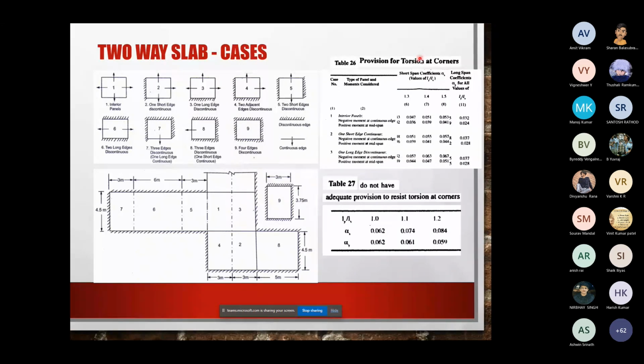This is also something that I had shown when drawing the detailing for the one-way slab. In case you remember, when I was drawing the one-way slab detailing, I told you at the corners you give a mesh of top and bottom reinforcement in 2 directions. Do you remember that drawing? Yes, sir. So that is called a provision for uplift or resisting torsion at the corner. As long as you have that provision, you can use this table. If you do not have that provision, it's a very basic simply supported slab, in which case you use table 27 instead of 26. All these tables will be shown to you, so don't worry too much.